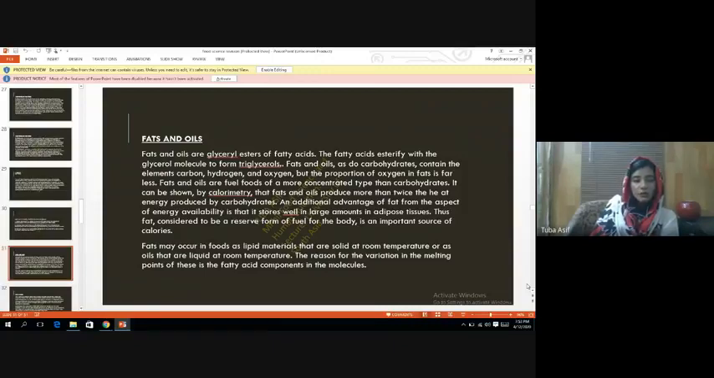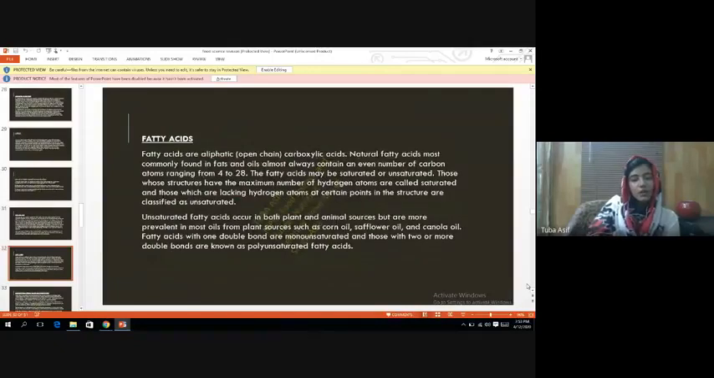Fats may occur in foods as lipid materials that are solid at room temperature, or as oils that are liquid at room temperature. The reason for the variation in the melting points of these is the fatty acid components in the molecule. Fatty acids are the aliphatic carboxylic acids. Natural fatty acids, most commonly found in fats and oils, almost always contain an even number of carbon atoms ranging from 4 to 28. Fatty acids could be saturated or unsaturated.